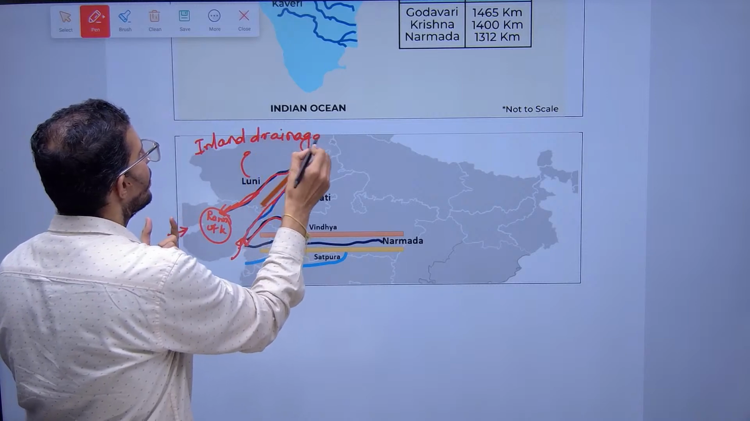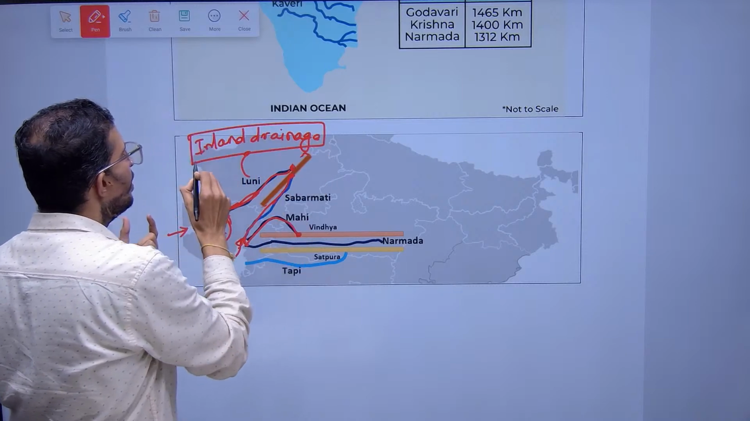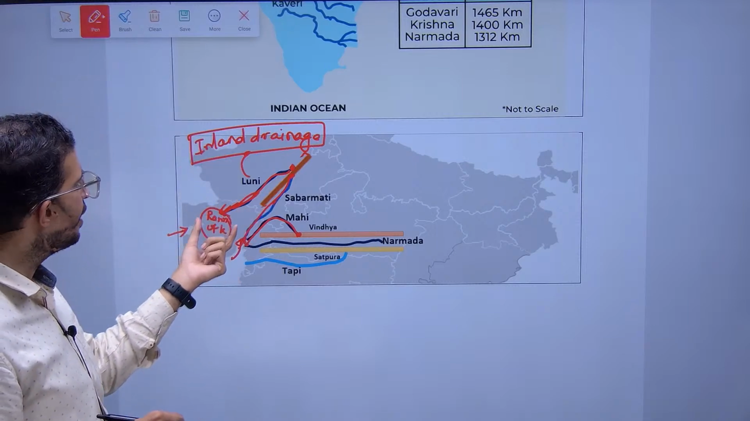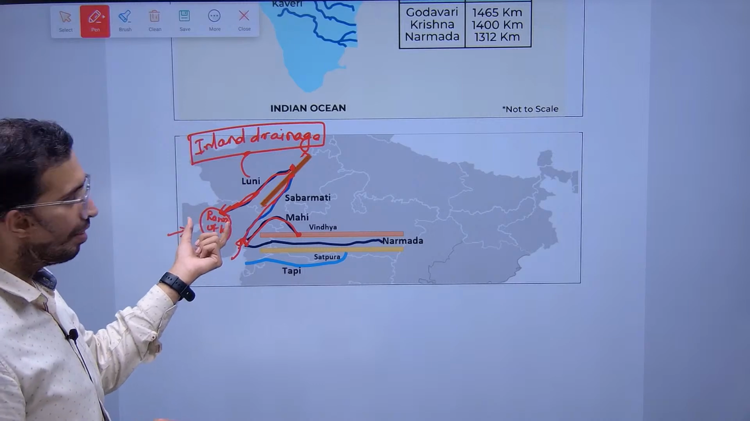Inland drainage, where the river gets lost into the land profile. Here in case of Luni, it is lost into the Rann of Kutch.